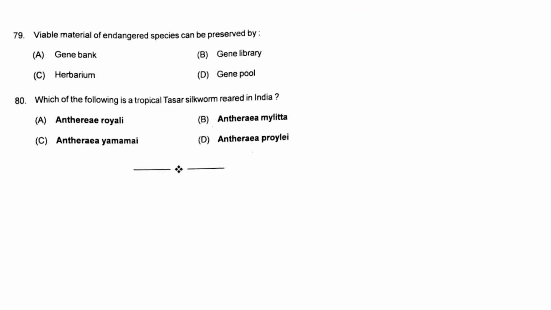Next, question number 79. Viable material of endangered species can be preserved by. Okay, we are talking about viable materials. When we are talking about viable materials, the options are gene bank. Yes, option A is the right answer. Gene bank is the right answer. Gene library has only DNA. Herbarium contains plant materials, and gene pool is the total sum of genes, that is the genome I'm talking about.